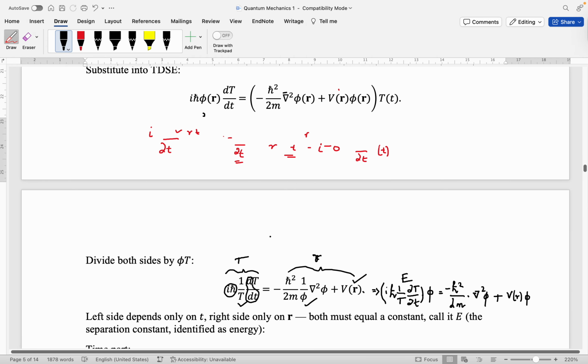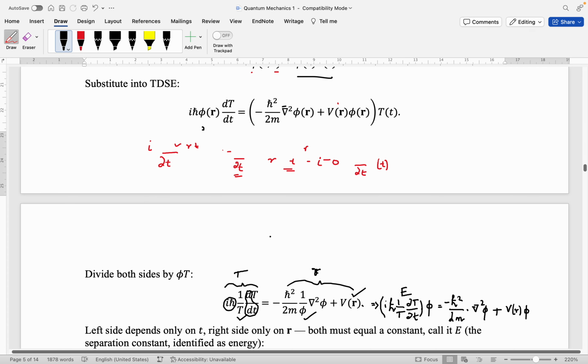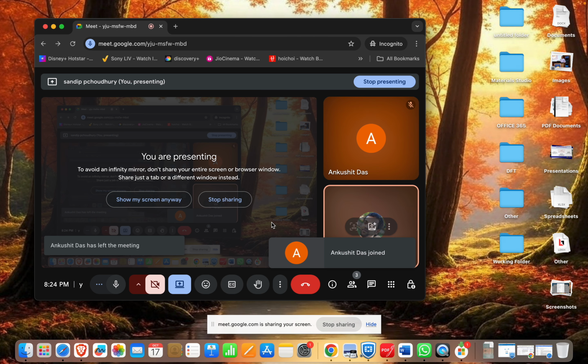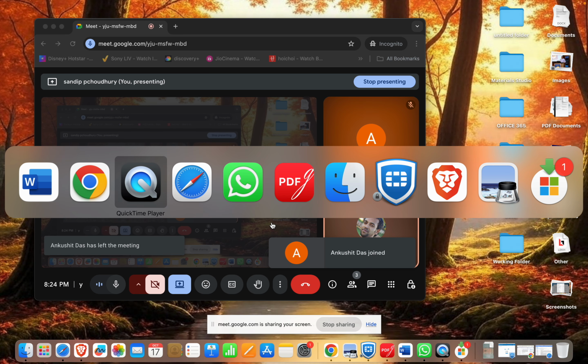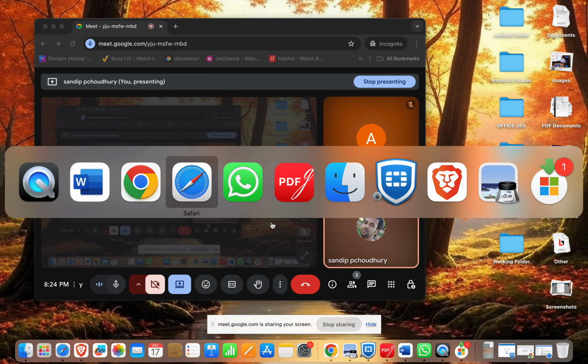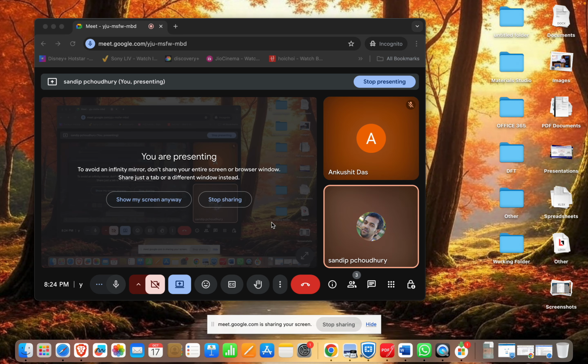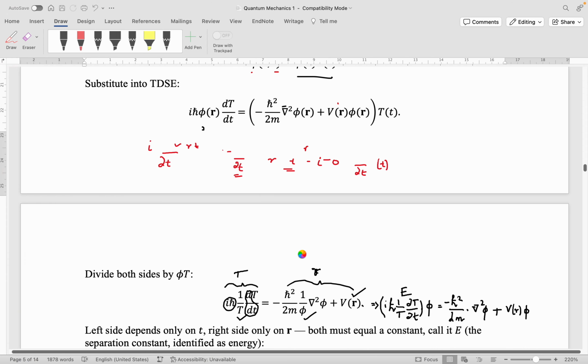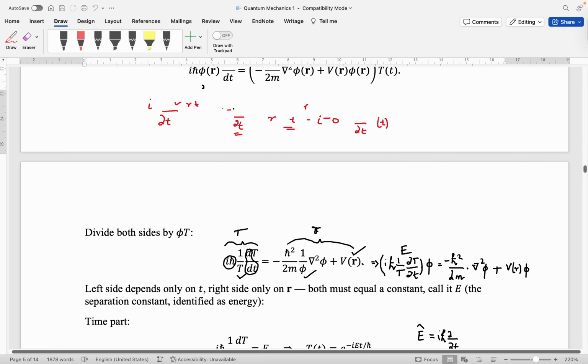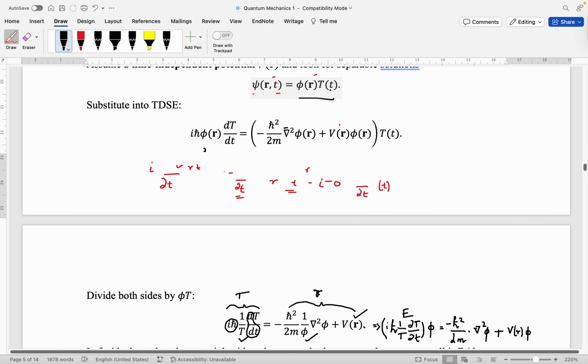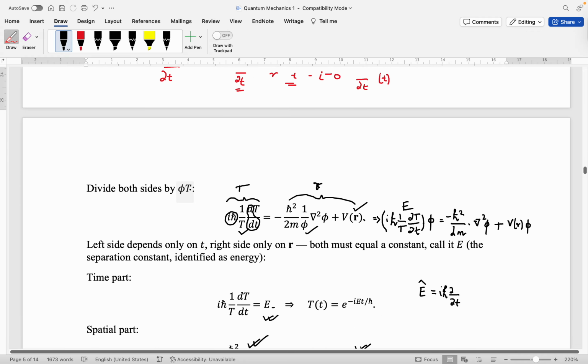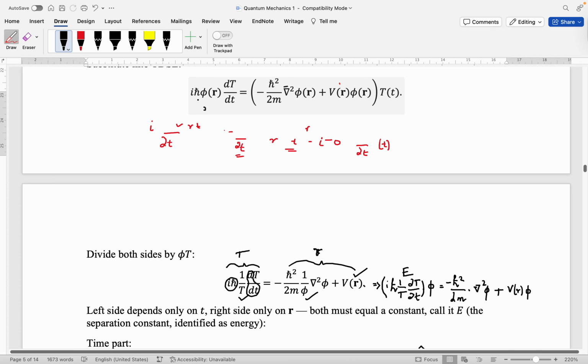Now we are going to divide both sides by phi into T. This was our phi and this was our T. I have just dropped the bracketed terms so that it looks easy. If I divide this side by phi into T, phi will get cancelled and I will be left with only T.